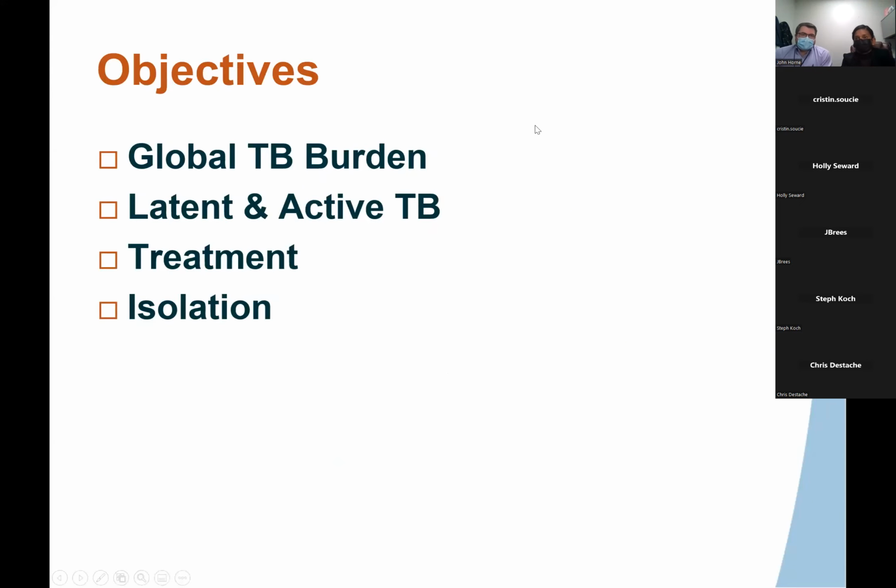So the objectives for today, we're going to talk a little bit about global tuberculosis, and then latent and active tuberculosis, and then treatment, and then who should be isolated.